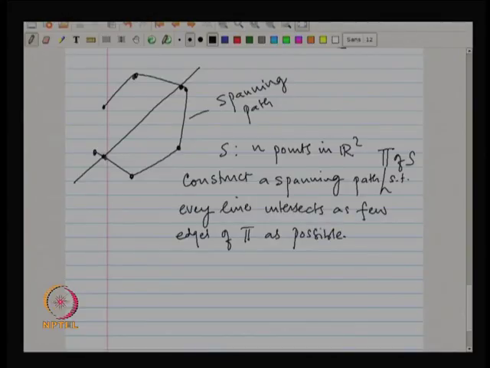Okay. So, what I want to do is I give you a set of points. Now I want to construct a path with the points such that every line should intersect only a few edges of the path. Now, before we say what we can do, let me tell you why we want this.